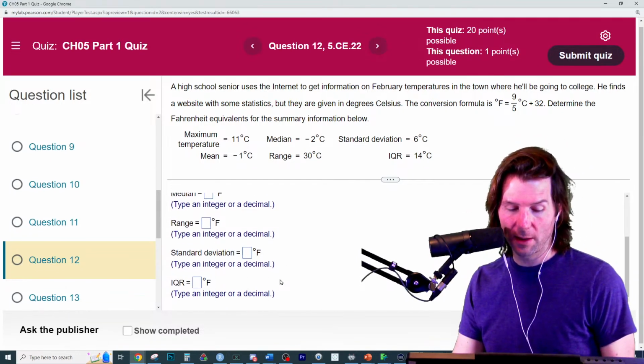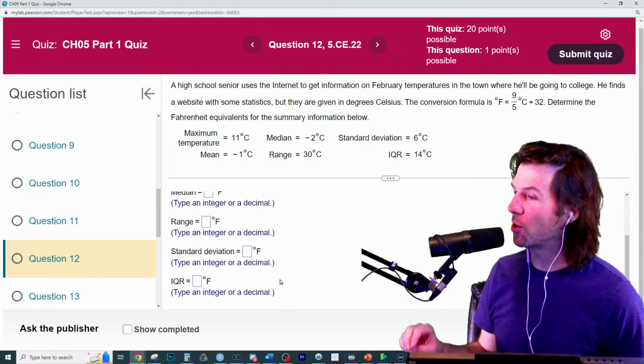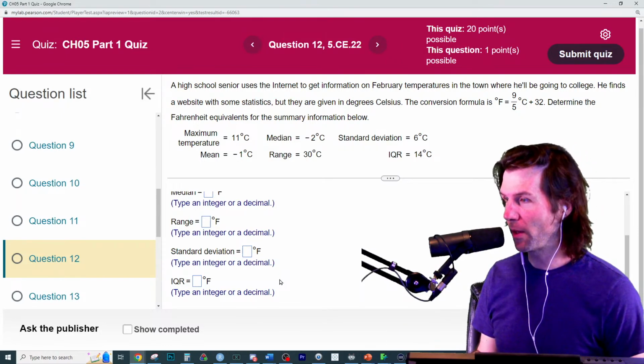So the spread, let's do the measures of spread first, because spread is only going to get impacted by the scaling of the data.